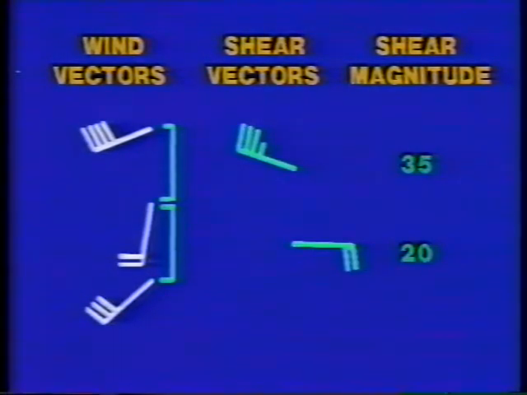The shears in both layers are large and in nearly the opposite directions. This casts suspicion on the middle wind, which is 190 degrees at 20 knots. This wind is flagged.